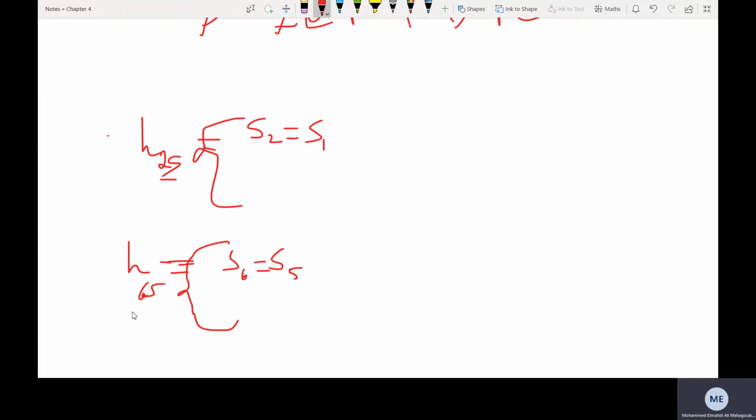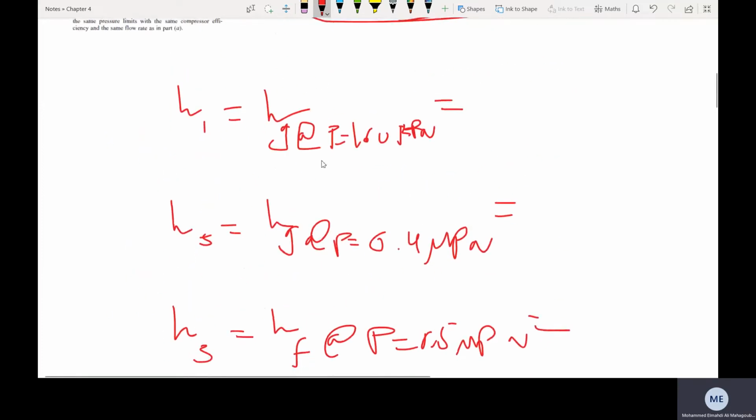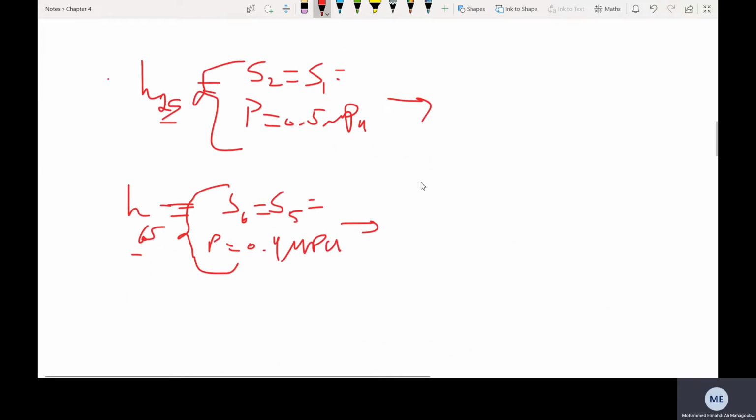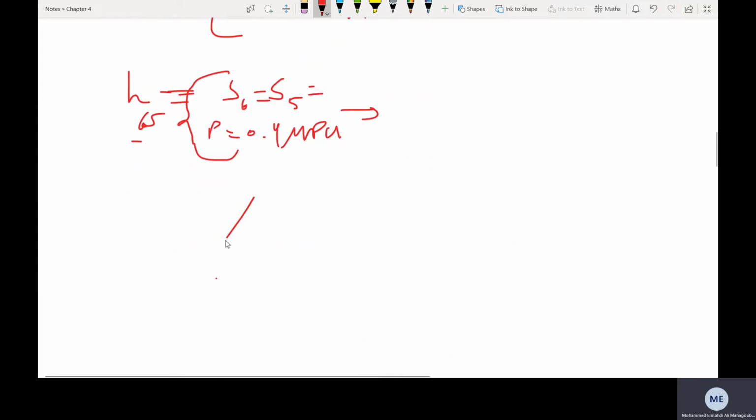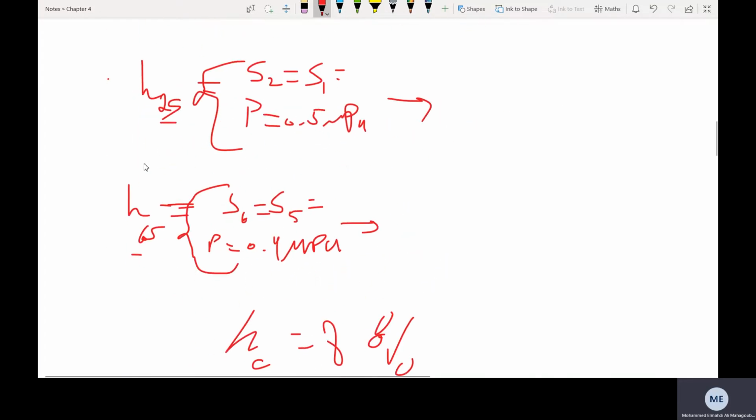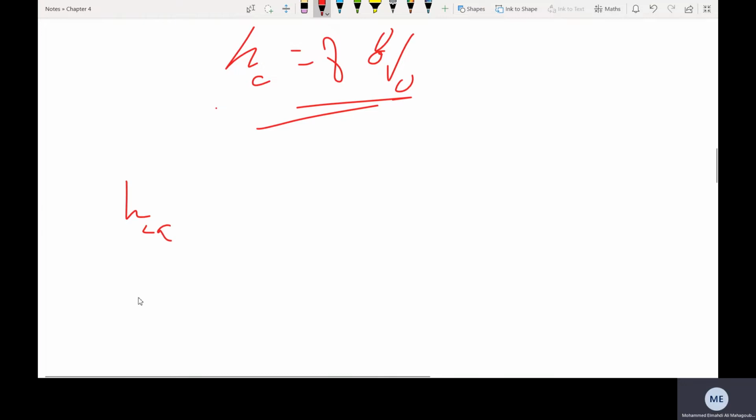Not always, it's just for the isentropic one, then I'm going to find the actual one. The pressure at 2 is equal to 0.5 megapascals, and the pressure at 6 is lower, 0.4 megapascals. I need S1 and S5, and I will find them from the tables. Then I apply the isentropic efficiency of the compressor, which is equal to 80%, to find H2 actual and H6 actual.